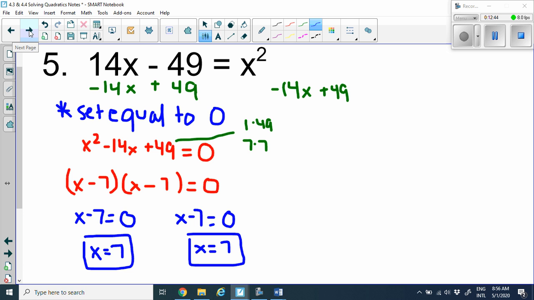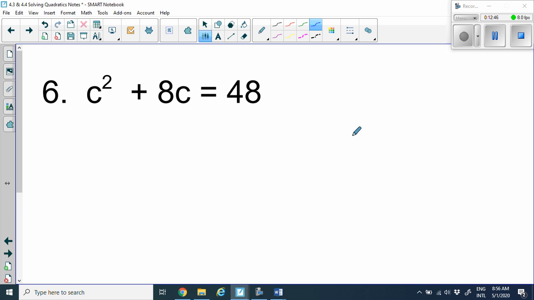Okay, let's go ahead and do example 6. I would like you guys to go ahead and pause the video and try this one on your own. Okay, let's go ahead and go over this. Notice that this is not set equal to 0, so that's what we need to do here. So we need to set equal to 0.